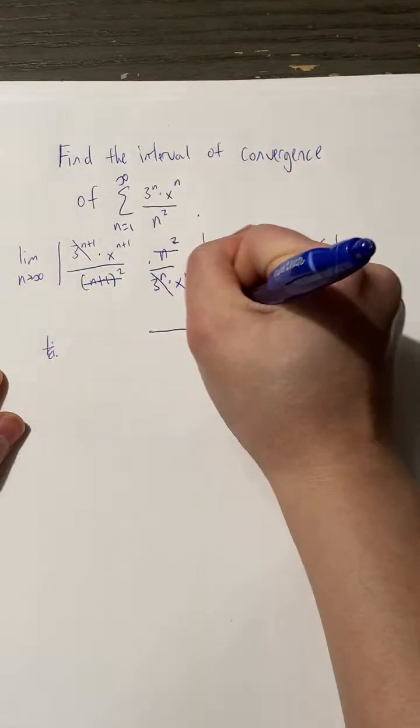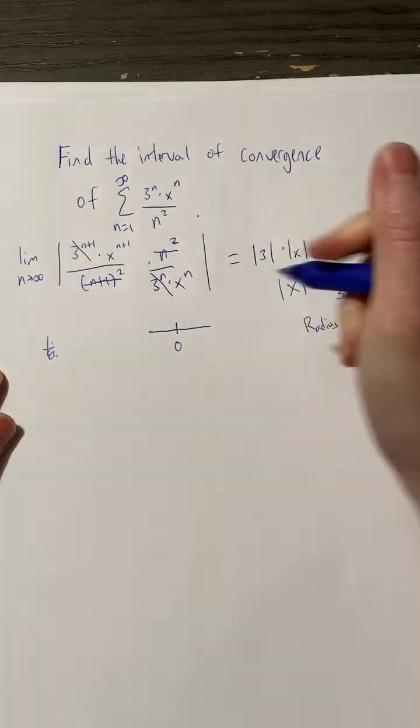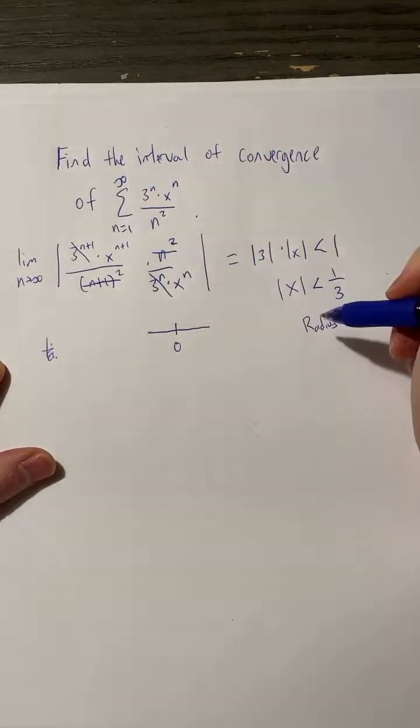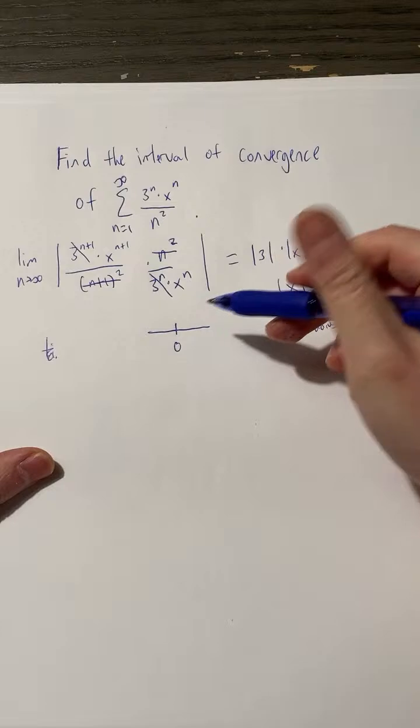I like to draw this picture. Some teachers don't teach this, but the center point is 0 because it's a Maclaurin series. Then you add 1/3 to get the radius, and you subtract 1/3 to find the endpoints.